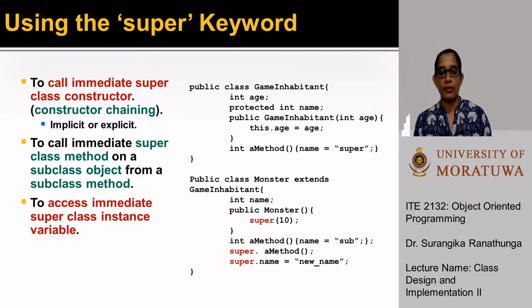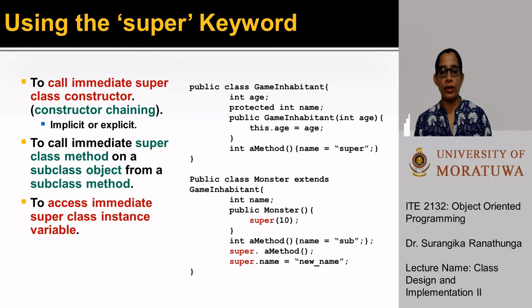So what happens here? Within the Monster constructor, when we say super, it will go and call the constructor of the superclass. Here the superclass is GameInhabitant. So if the superclass has multiple constructors, based on the parameters that we pass, the Java runtime environment will automatically resolve the correct superclass constructor that we are referencing.